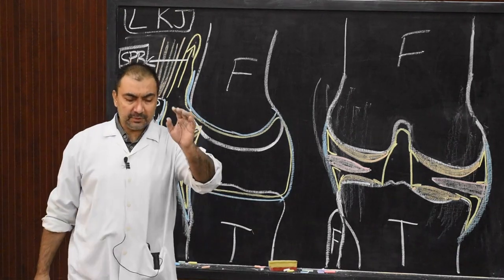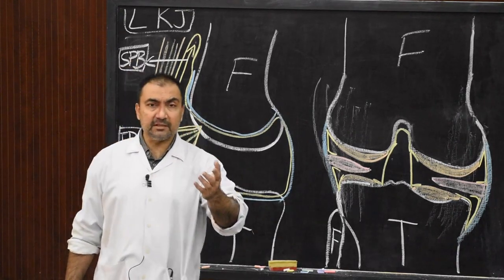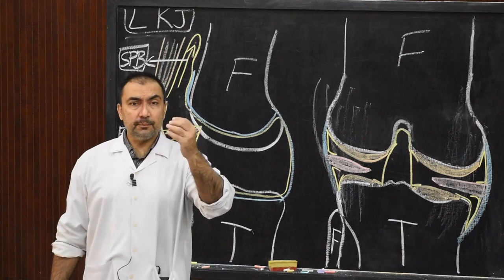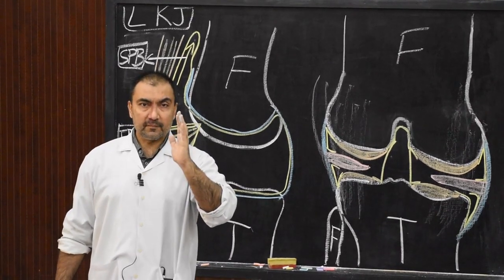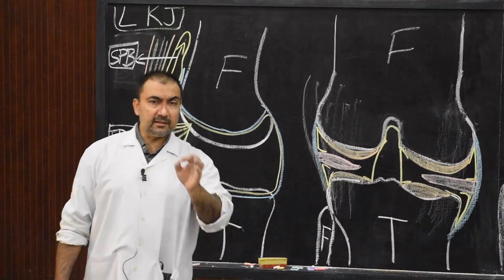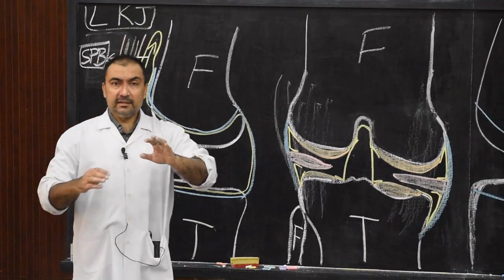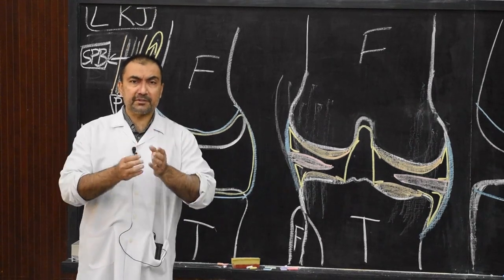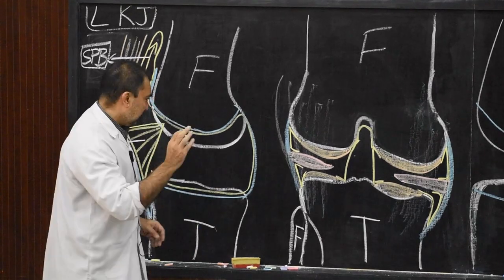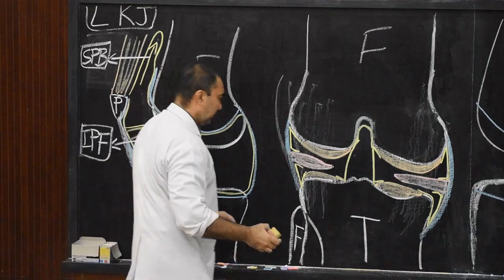First is suprapatellar synovial bursa or suprapatellar synovial fold or suprapatellar pouch. And the second is infrapatellar fold. Now comes the third and the final. It is not a projection, but it is the reflection of the synovial membrane. A beautiful reflection of synovial membrane which you need to understand, and that we are going to draw on this side.